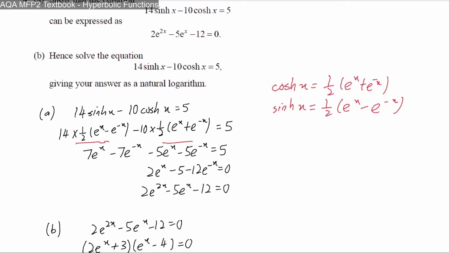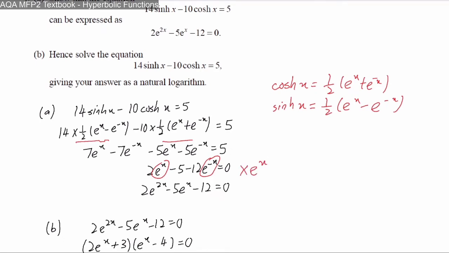Basically the work after that is simplifying, and at some point we will get terms with e power x and e power negative x. Usually we will change this to a quadratic equation by multiplying the whole equation by e power x. So this is why we can get the equation that we need to prove. Okay, so after that is to solve this equation.